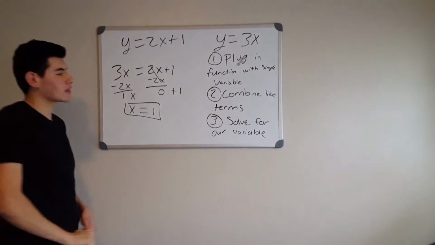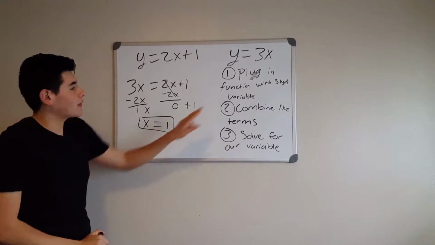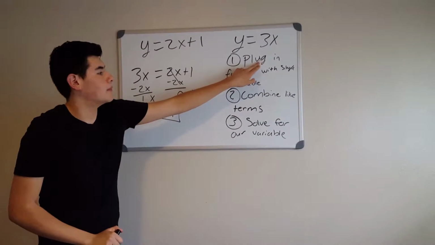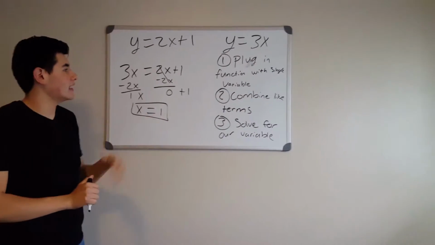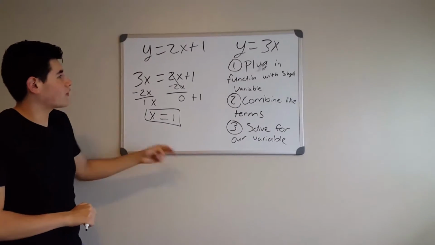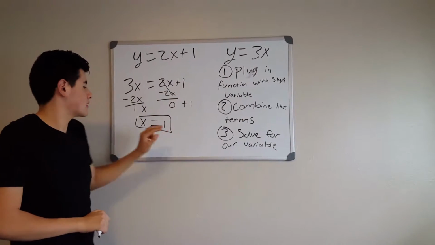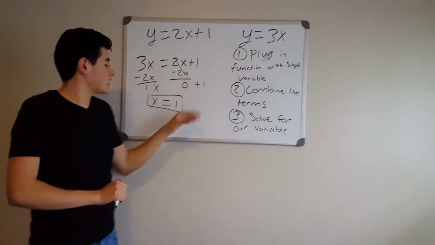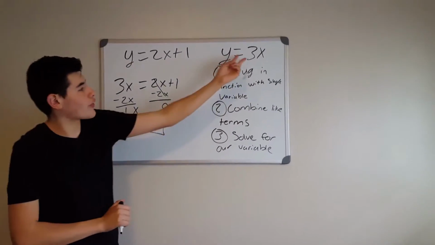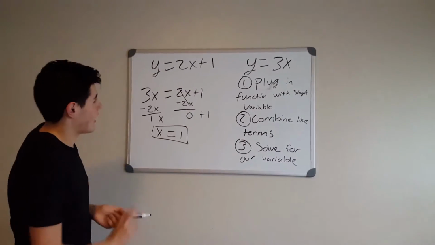There we go. So that's basically how we do those. So then after that, what I'm going to do is plug it in to solve for y. So if we know that y is 3x and x is equal to 1, in order to find y, all we're going to do is plug in this x for the y function. So let's do that now.